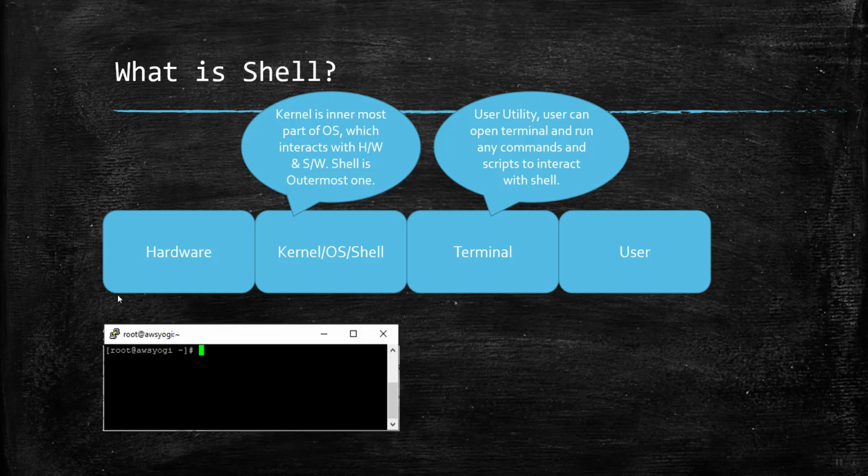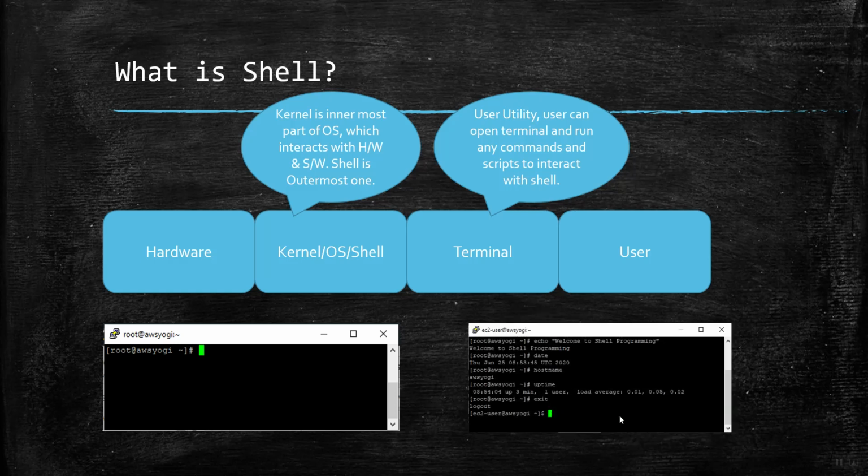So this is how the terminal looks like. When you open a terminal, on the command prompt, you will see this dollar sign most of the time. If you log in as a privileged or a root user, you will see this hash sign. So let's move on to the next slide.